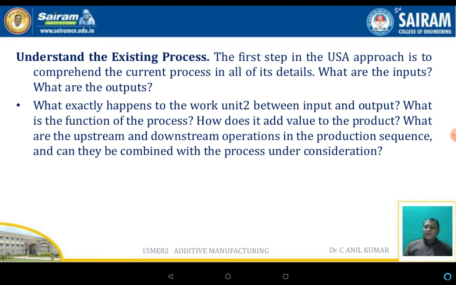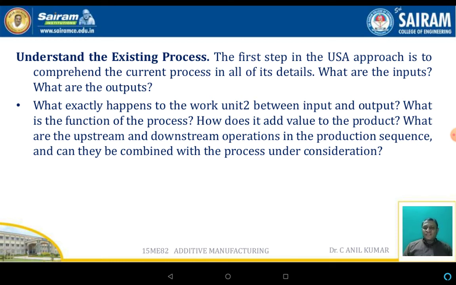What are the inputs and what are the outputs? These have to be analyzed exactly to understand the existing process. What exactly happens to the work between the input and the output? What is the function of the process? How does it add value to the product? And what are the upstream and downstream operations in the production sequence, and can they be combined with the process under consideration? These are all the questions considered under understanding the existing process.